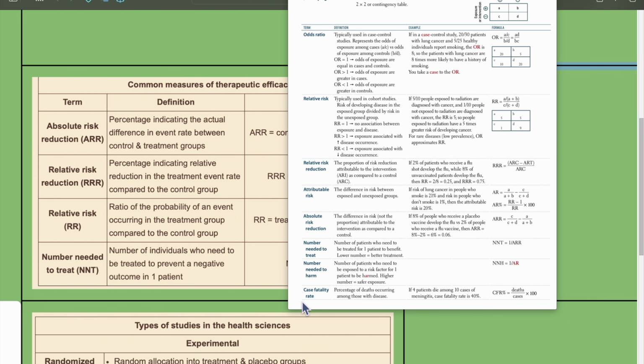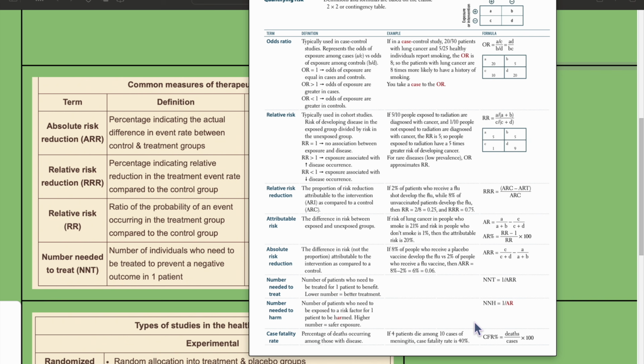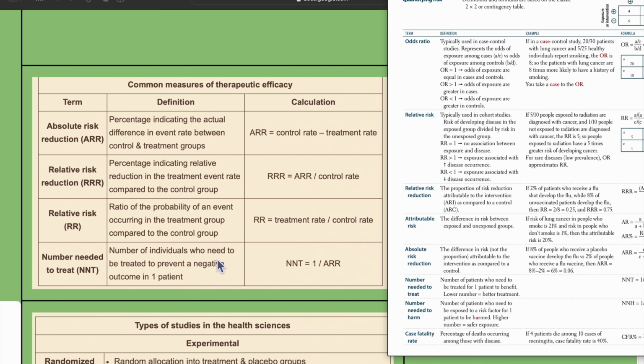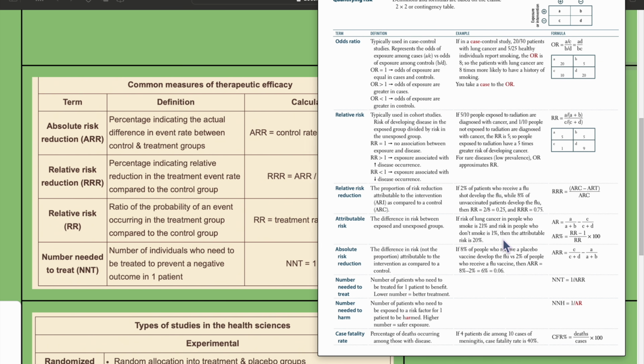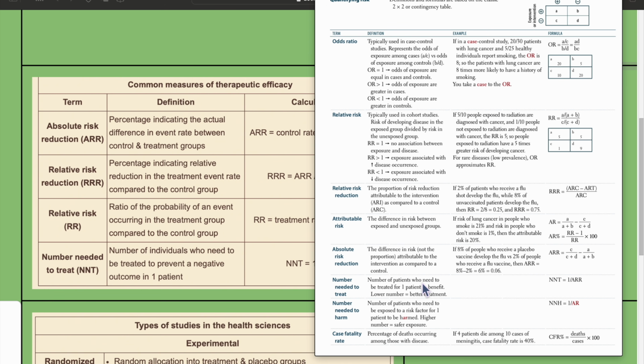So if you remember that, then you should be able to remember that number needed to treat is 1 over ARR, absolute risk reduction. So after you do control minus treatment, then you do 1 over that, and it gives you the number needed to treat. This is the number of individuals who need to be treated to prevent a negative outcome in one patient. So the number of patients who need to be treated for one patient to benefit.